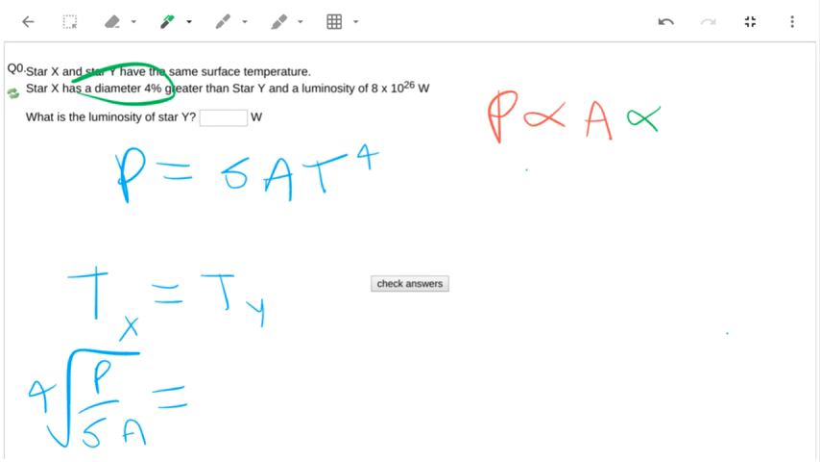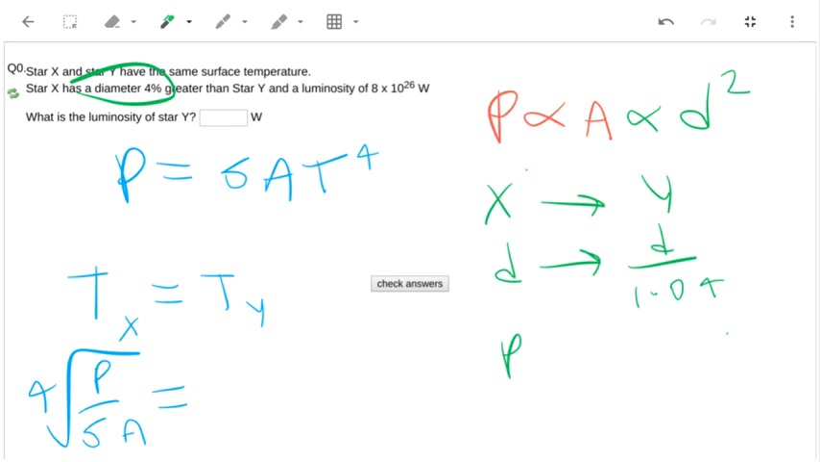They're telling me what happens to the diameter, and I know that the area goes like the square of the diameter. And looking at what happens from x to y, x has a diameter 4% greater, so the diameter gets smaller from x to y, and therefore the power, because it's proportional to the diameter squared, we'll divide that by 1.04 squared. So you do 8 times 10 to the 26 divided by 1.04 squared, and that gives you 7.4 times 10 to the 26.